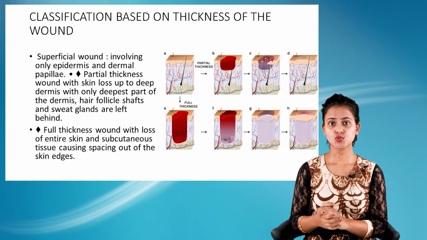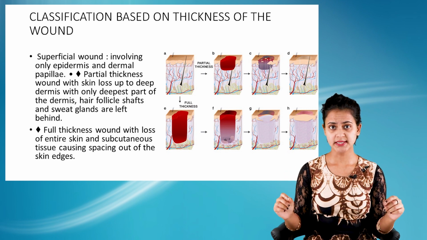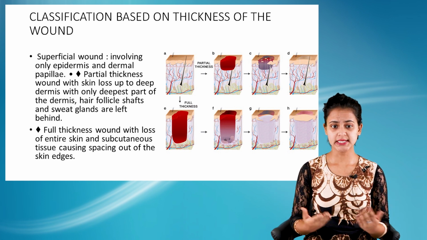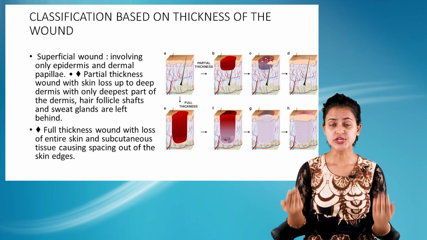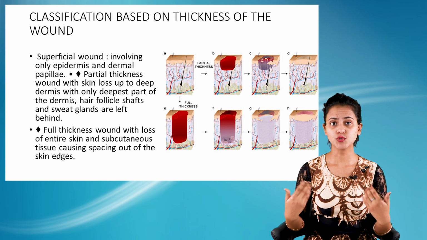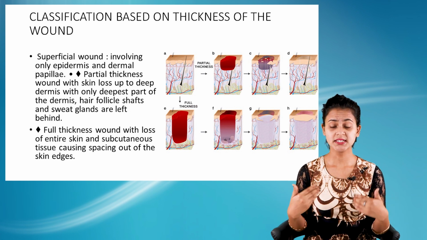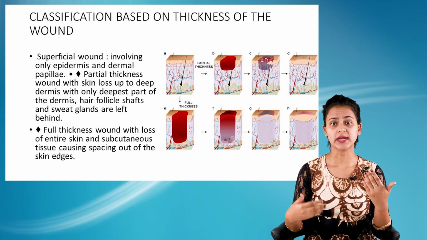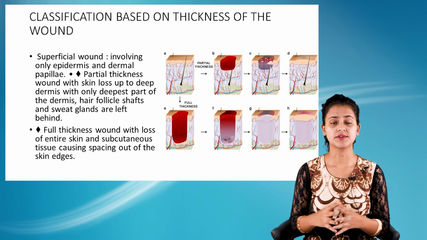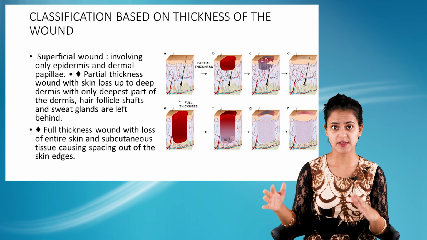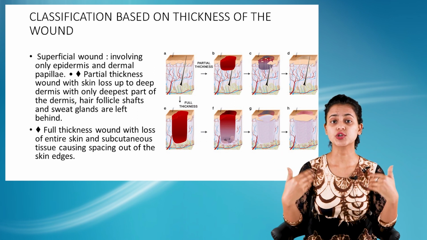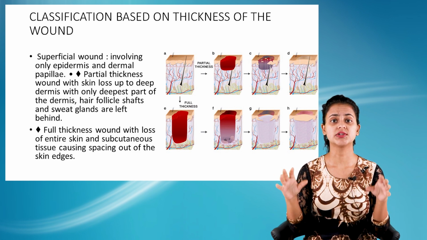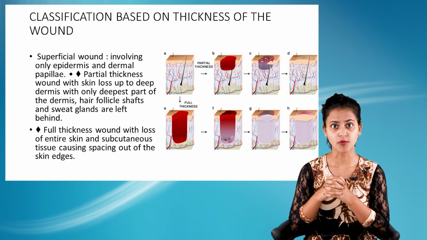So the superficial wound often will be involving the epidermis layer of the skin as well as the dermis papillae layer of the skin. We're going to see here the partial thickness or partial superficial wound will be almost always involving the skin loss up to the deep dermis layer. Now here the hair follicles, hair shafts, even the sweat glands will be left behind. So in case of partial or superficial wound, we are going to see mainly the epidermis and the dermis papillae layer will be involved in this type of wound.